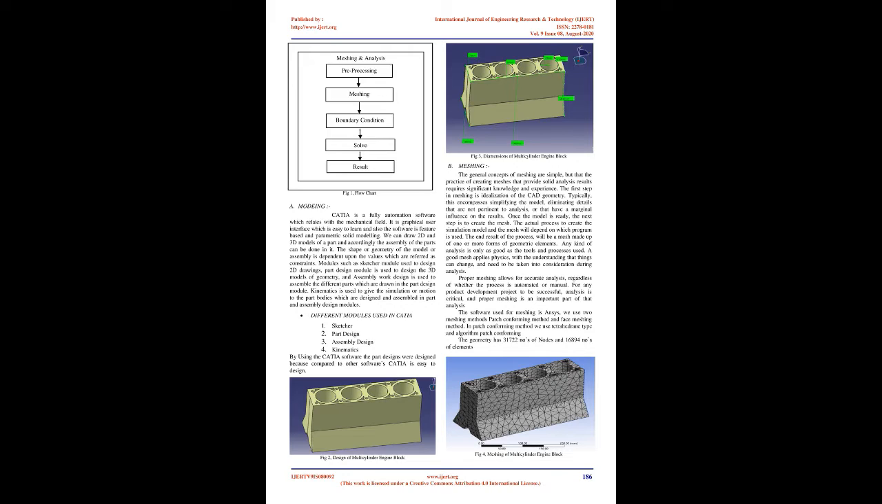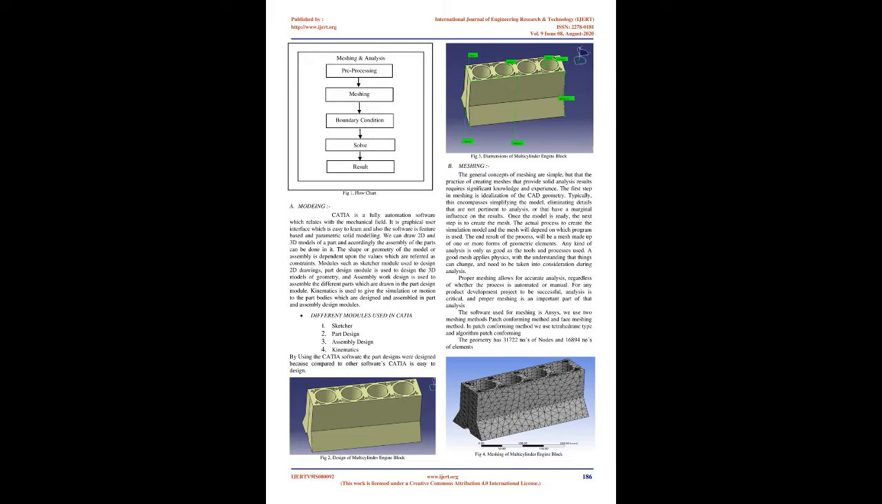2. Methodology. The work is divided into main parts. A. Modeling. CATIA is a fully automated software which relates to the mechanical field. It has a graphical user interface which is easy to learn, and the software is feature-based and parametric solid modeling. We can draw 2D and 3D models of a part and accordingly the assembly of the parts can be done in it. The shape or geometry of the model or assembly is dependent upon the values which are referred to as constraints.